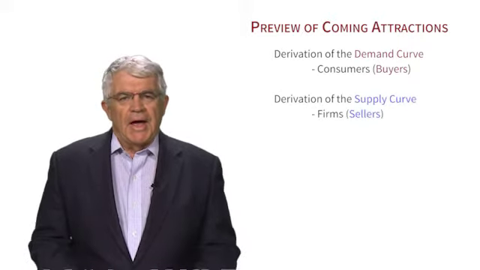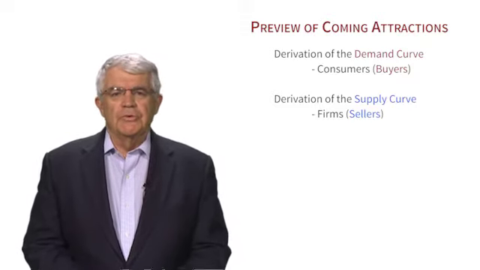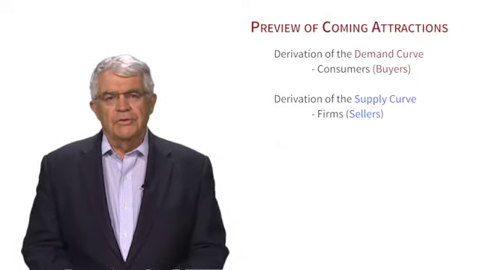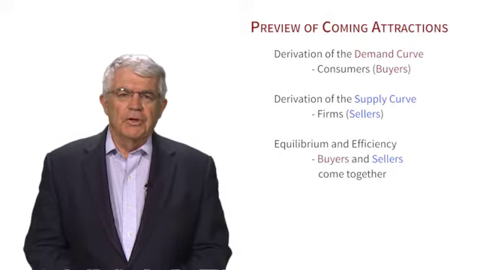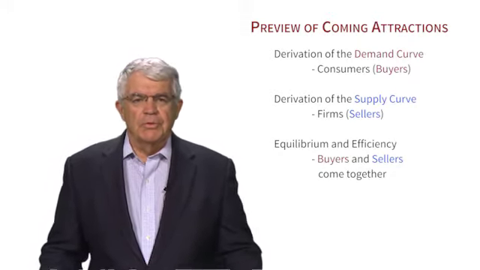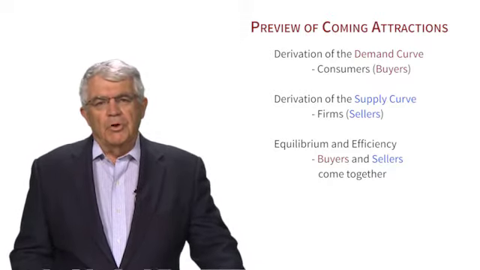And then after we do that, we're going to derive the supply curve, which will focus on firms rather than consumers, the producers in the market, which will be the sellers. And then finally, once we derive the demand curve and the supply curve, we're going to think about equilibrium and efficiency, where the buyers and sellers come together in the market, and we'll see why markets work well and when they don't.